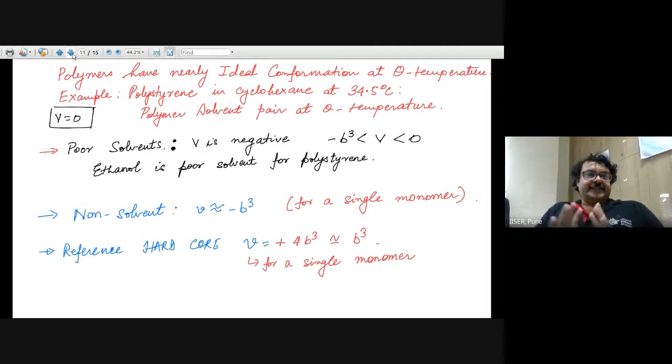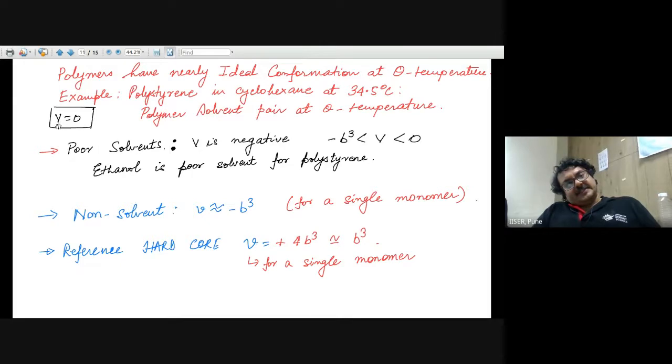So what is the message? The message is polymers have nearly ideal conformations at theta temperature, and one example is polystyrene. Don't ask me the chemical formula of polystyrene, but you can look it up. I'm just giving a real example to show that this is not just a theorist's construct, but it's real. Polystyrene in cyclohexane at 34.5 degrees centigrade behaves like a polymer in a theta temperature solvent, a polymer-solvent pair at theta temperature. This I took from the book of Rubinstein and Colby.